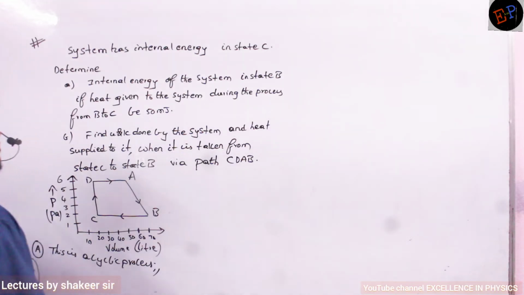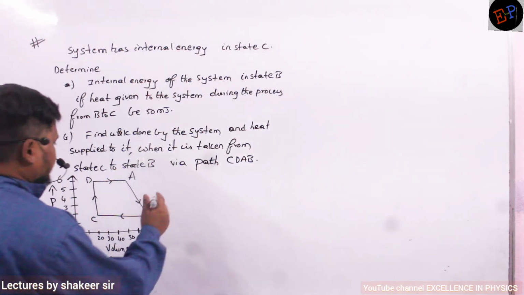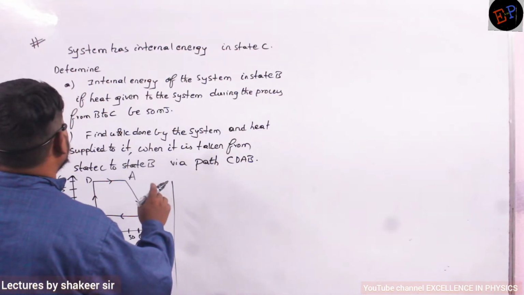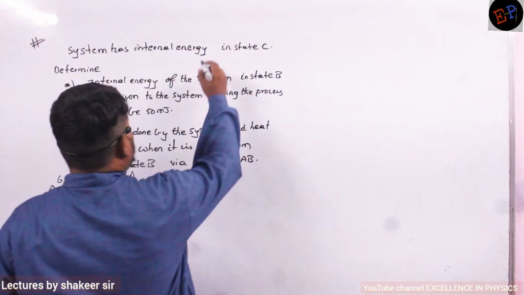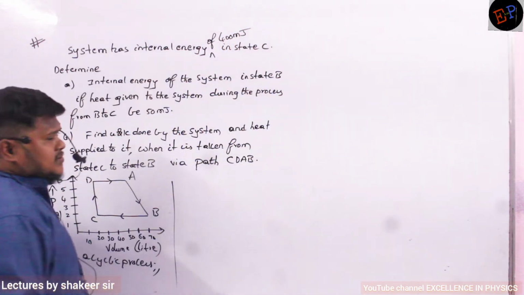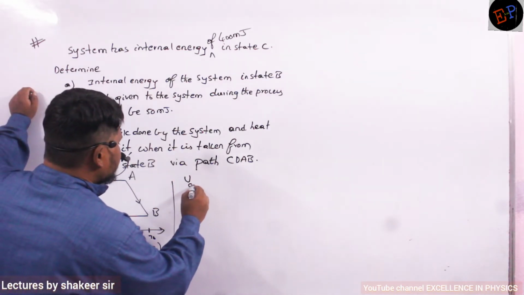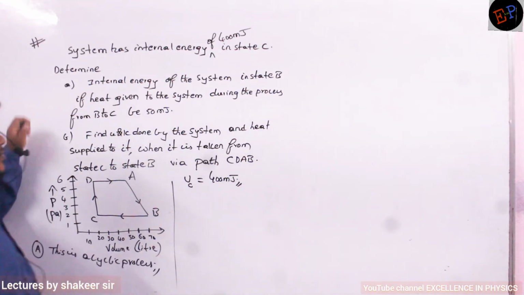Now determine the internal energy in state C. So here I want to find out the internal energy. The system has internal energy of 400 millijoules in state C. That is the internal energy. So it means that U at point C is 400 millijoules. This is the internal energy at point C.